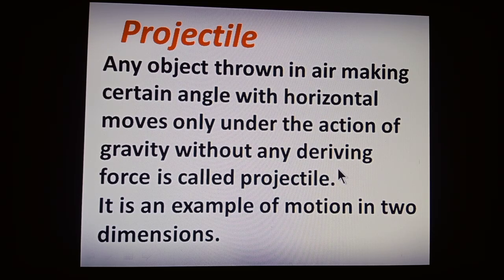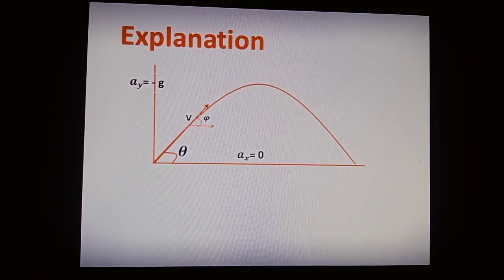Students, to get the equations for different terms that we use in case of projectile, let us consider an object is thrown or is fired making certain angle theta with horizontal, and it is fired with some initial velocity, we call it vi. Due to action of gravity, instead of moving straight, it follows a semicircular path. This path is called trajectory of projectile.